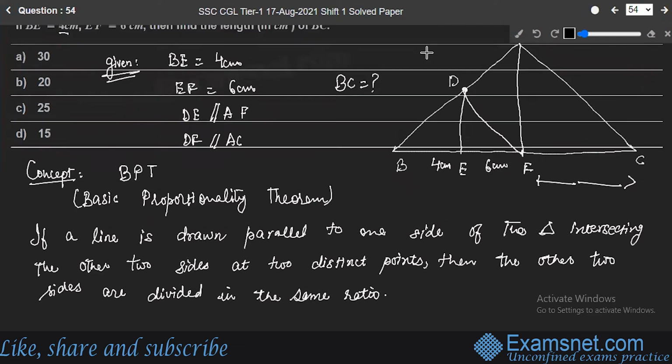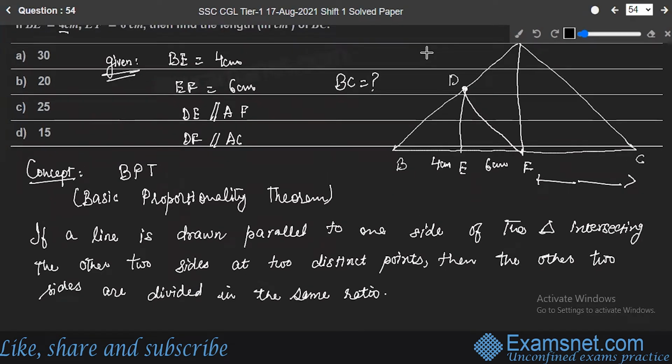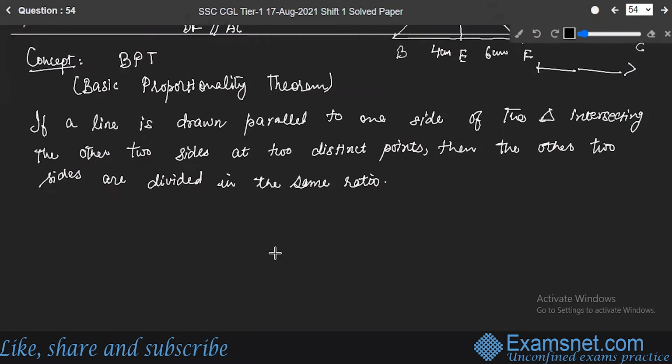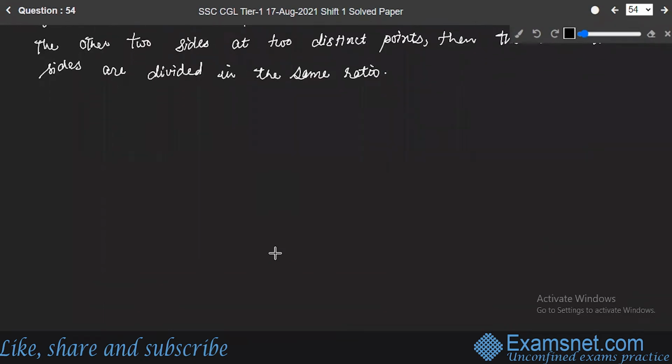That means, let's see, I'll be solving this problem. You are given this line is parallel to this line, and this line is parallel to this line. To use the basic proportionality theorem, I'm sure now you get which triangles I'll be taking. I'll be taking triangle BED and triangle BFA. And on the other side, I'll be taking triangle BFD and triangle BCA.